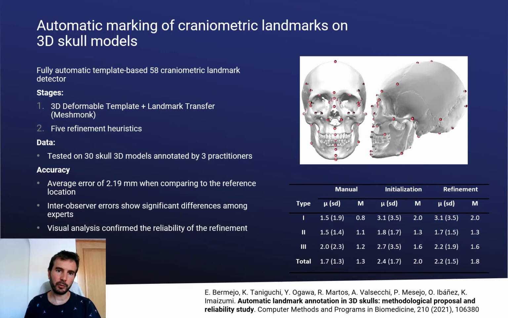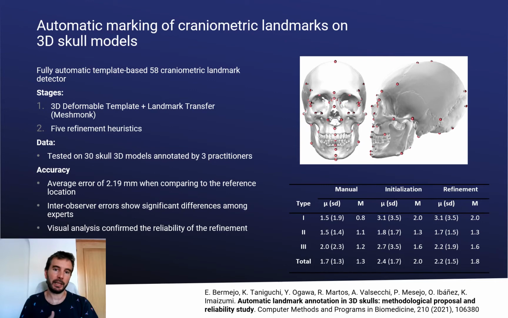The next automatic method is able to accurately locate 58 craniometric landmarks in 3D scale models. It combines an initial stage using the open source library called MeshMonk and 5 geometric heuristics we have defined to refine the position of different groups of landmarks. Again, the accuracy is competitive with forensic experts, around 2 millimeters of average error.